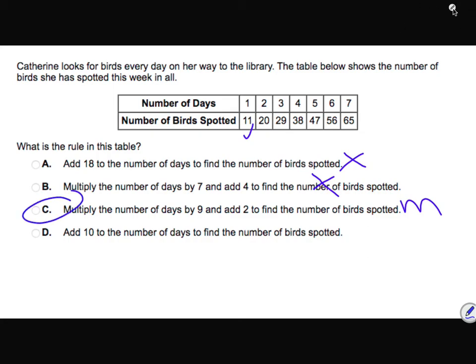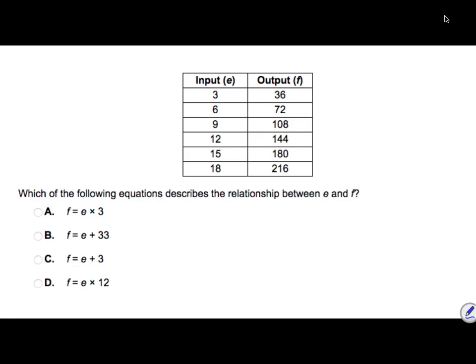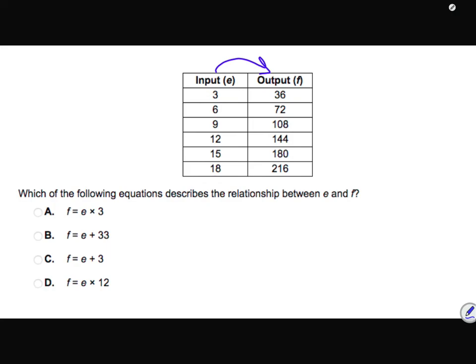All right, and our final one. Input, output, press pause, and see if you can figure it out. All right, which of the following equations describes the relationship between E and F? So E, I'm putting it in, and F is when I'm getting out. So I'm going to write F here. 36 equals E times 3. So 3 times 3, 36? No.